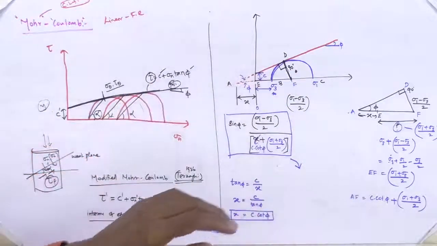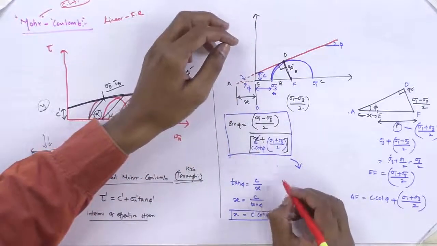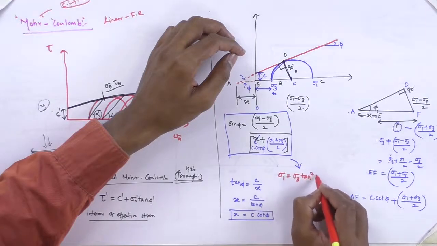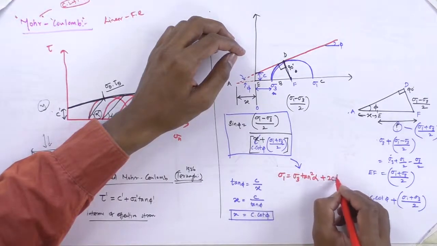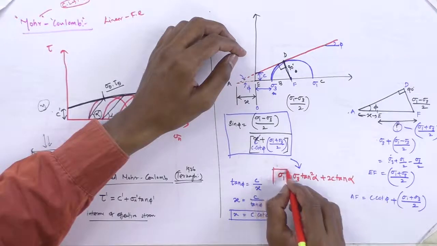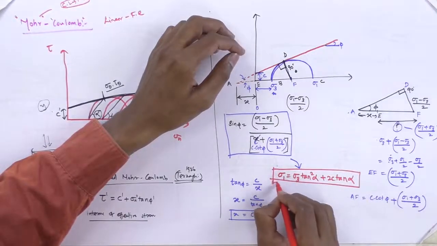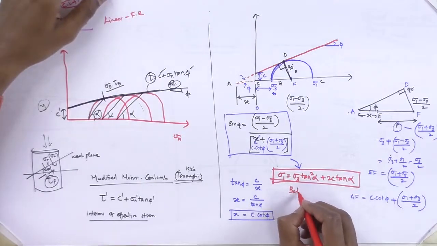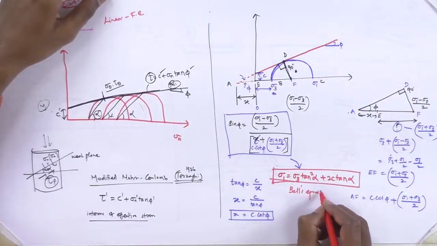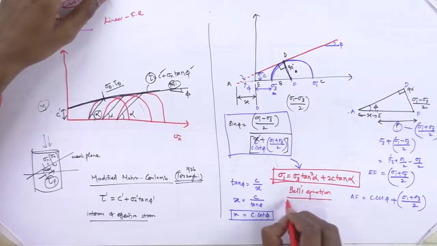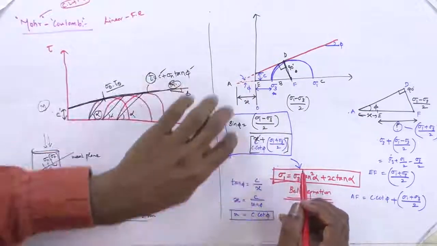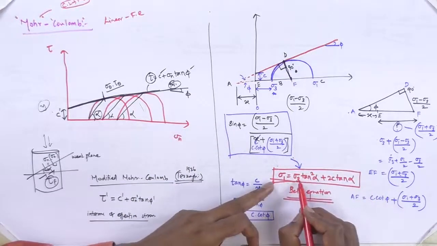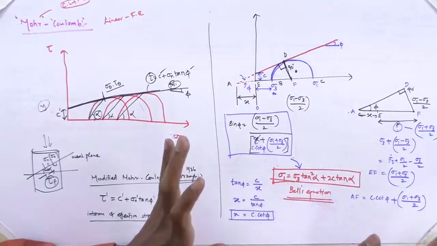After some three or four steps, it is converted into sigma 1 equals sigma 3 tan square alpha plus 2c tan alpha. It is a very basic, simple derivation. You can refer to any textbook, this will be there. It is derived by Bell, so it is termed as Bell's equation. Finally it takes the form sigma 1 equals sigma 3 tan square alpha plus 2c tan alpha.